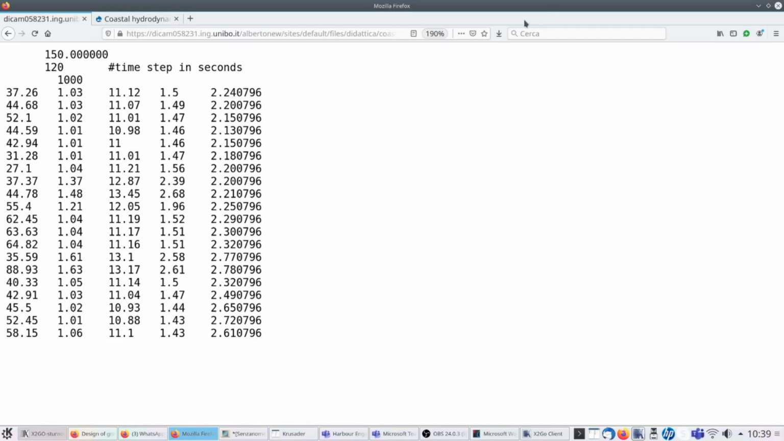Let's now refresh our mind by looking at the code. We are not using all of this information. This is typically the information that you get from a wave forcing file. We will use only some of them.